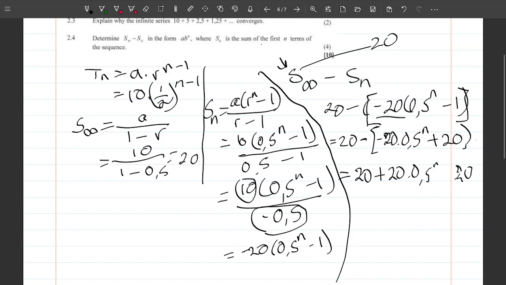Oops. So we should be having a negative 20 right there. Then negative 20 multiplied by negative 20 is 0. Wait, I mean negative 20 plus 20 is 0. So I'm actually left with 20 multiplied by 0.5 to the n. And now it's actually in the form of a b to the n. Beautiful maths. And that is that question done and dusted.